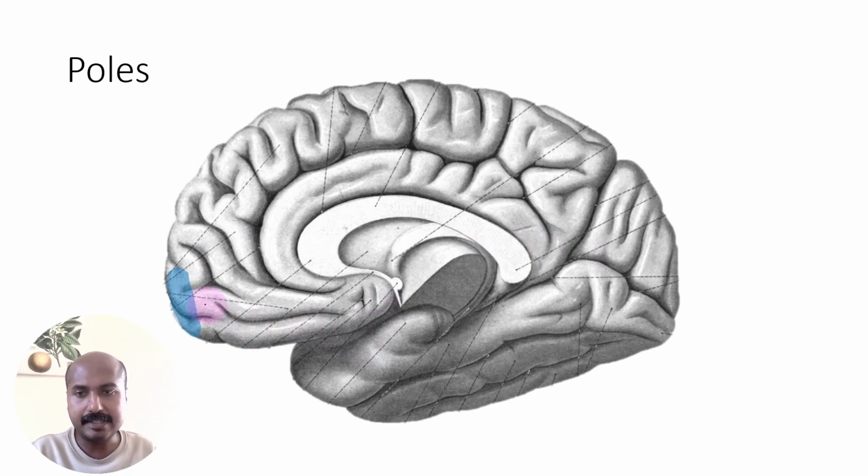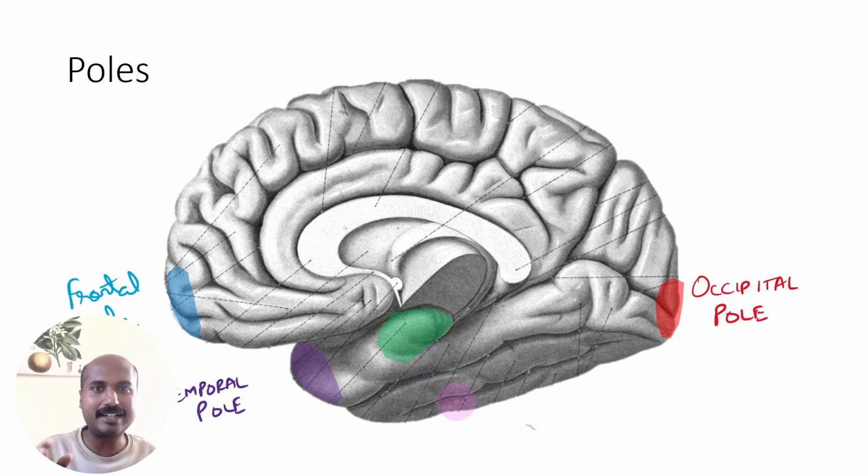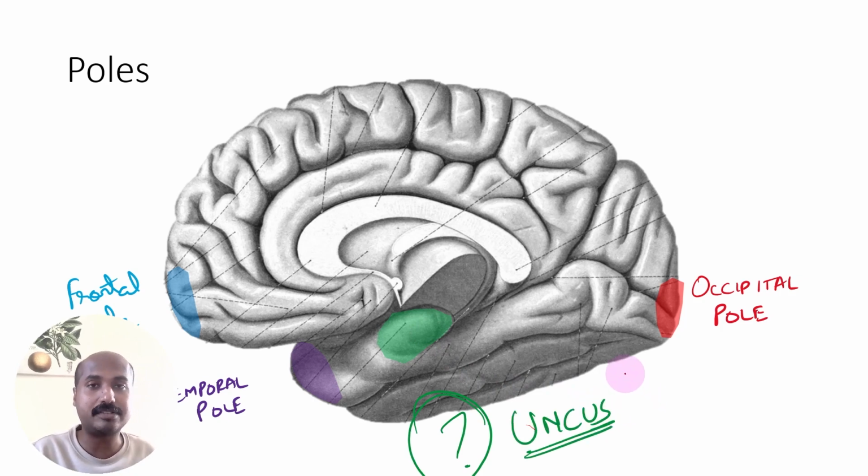All right, next let us look at the poles of the cerebrum. Okay, this is known as the frontal pole. And over here you can see this region. This is known as the occipital pole. And over here, this region is known as the temporal pole. I have a question for you. What is this structure? Okay, this structure looks like a pole, but that is not a pole. This region is known as the Uncus. It is a very important structure. This region is known as the Uncus.